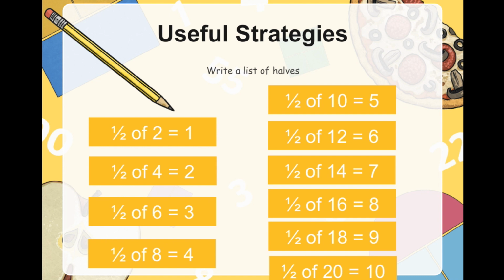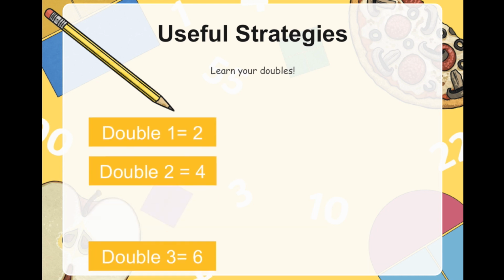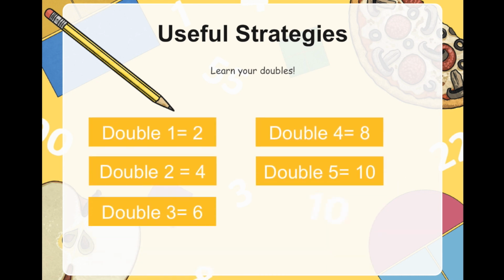It would be useful for you to make your own list of halves to 20 to help you remember and learn these number rules. You can also use your doubles to help you find half of a number. For example, if you know that double 6 is 12, you will also know that half of 12 is 6.